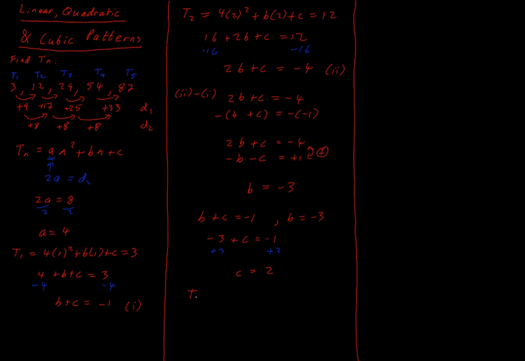Now I was looking for Tn, an squared plus bn plus c, and I know that a is equal to 4, b is equal to -3, and c is equal to 2. So Tn is equal to 4n squared plus -3n plus 2. Tn is equal to 4n squared minus 3n plus 2. And that was what I was looking for, and I've ended up with my quadratic pattern.